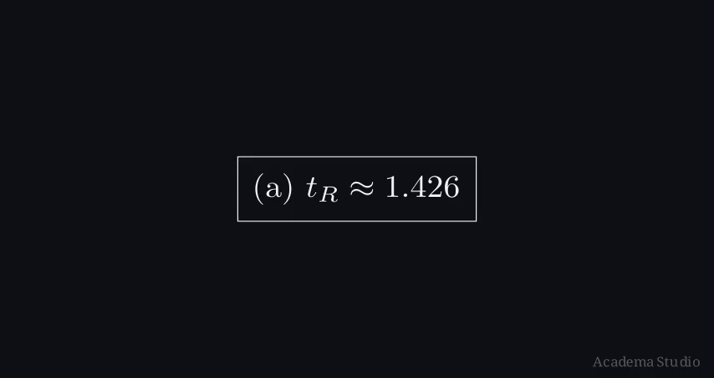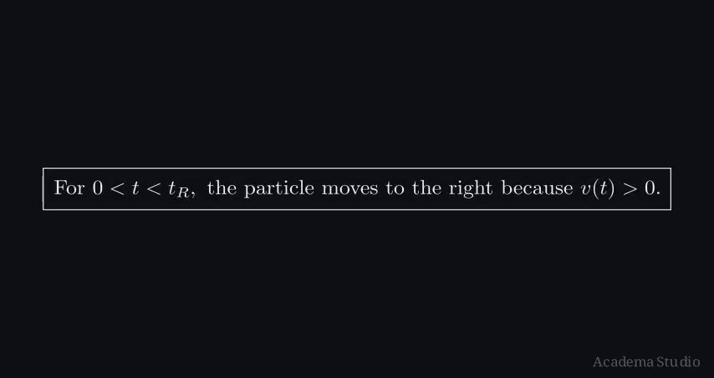The final answers are: the particle is at rest at approximately t equals 1.426 and moves to the right before that time. The acceleration at t equals 1.5 is -1 and the speed is increasing. The position at time 4 is approximately -2.803, and the total distance traveled is approximately 0.958 units. This framed result is the final answer for the question.